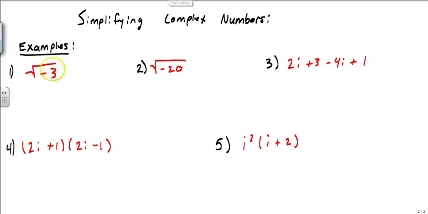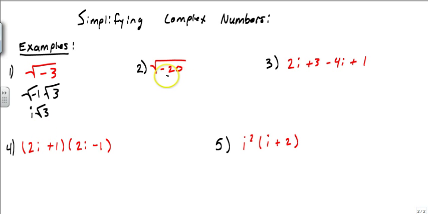So I would break up the square root of negative 3. I would break this up into the square root of negative 1 times the square root of 3. The properties of radicals tell me I can break this up into two things that multiply to give me negative 3. Well, that is negative 1 and 3. And now I know that the square root of negative 1 is i. That's by definition. So I'm going to write i square root of 3. And that's my final answer. i square root of 3.